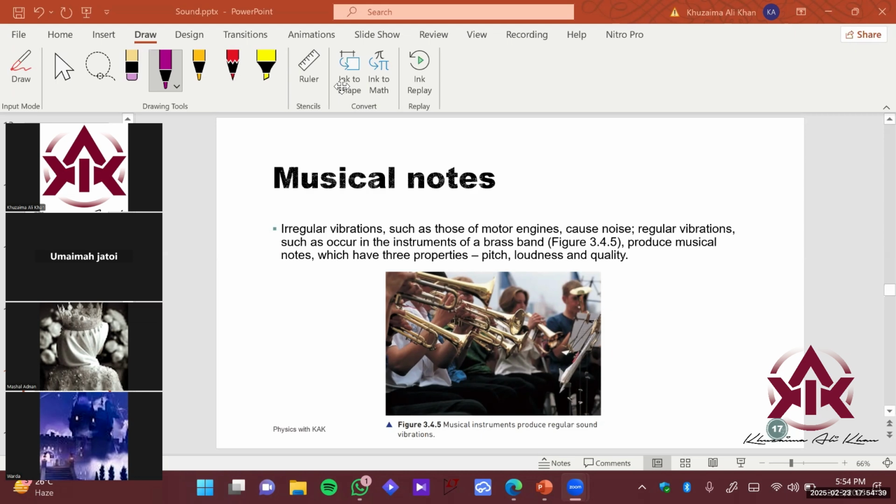It makes a dum dum dum sound, right? Let's say if you compare a flute, it's pretty soft, right? So we will see what these properties are, pitch, loudness, and quality, and how they contribute to the quality of a musical note.